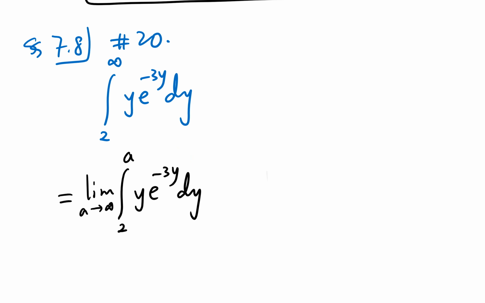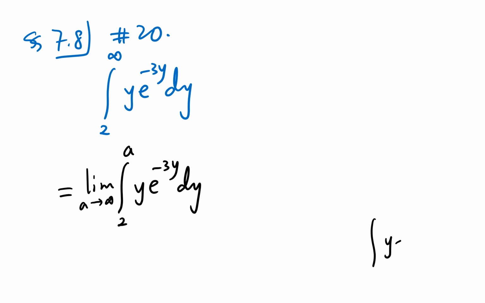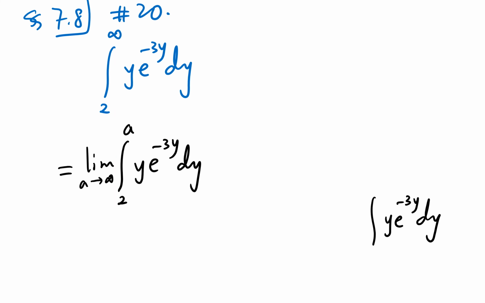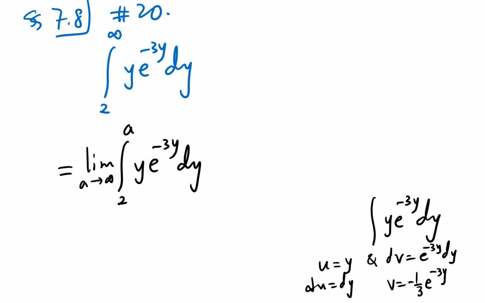And then on the side, what I do, I always take that y e to the negative 3y, try to integrate it without the bounds. It's much easier. And one way to do this is by parts. So we can take u to be the y, du is dy, and dv is whatever is left. So v is negative 1/3 e to the negative 3y, because if you have the integral of e to the a y dy, it's 1 over a.